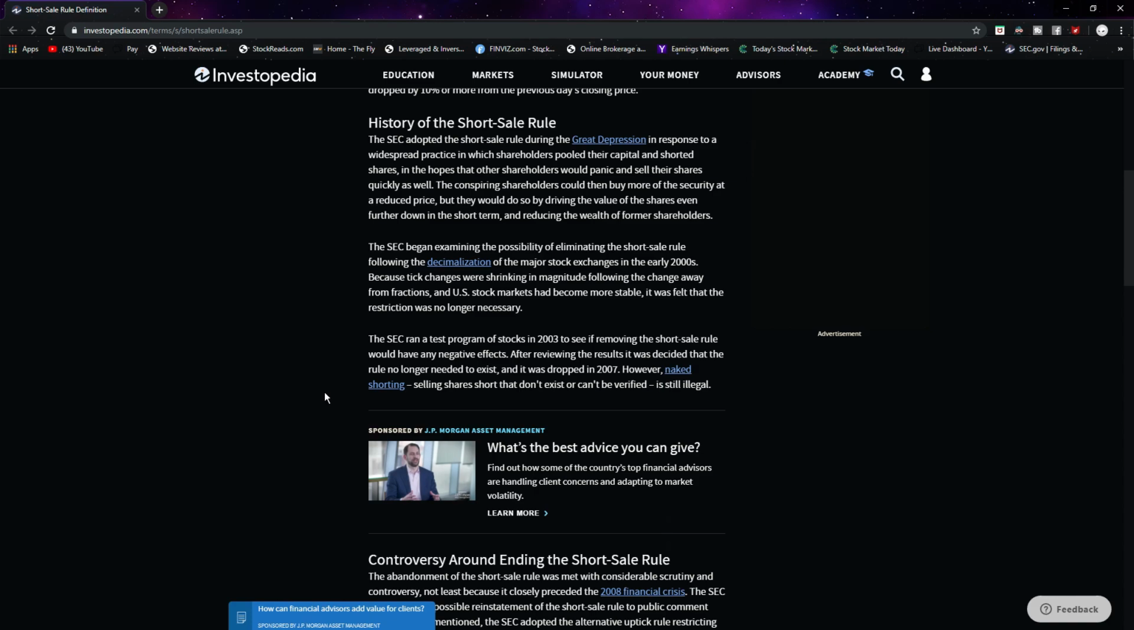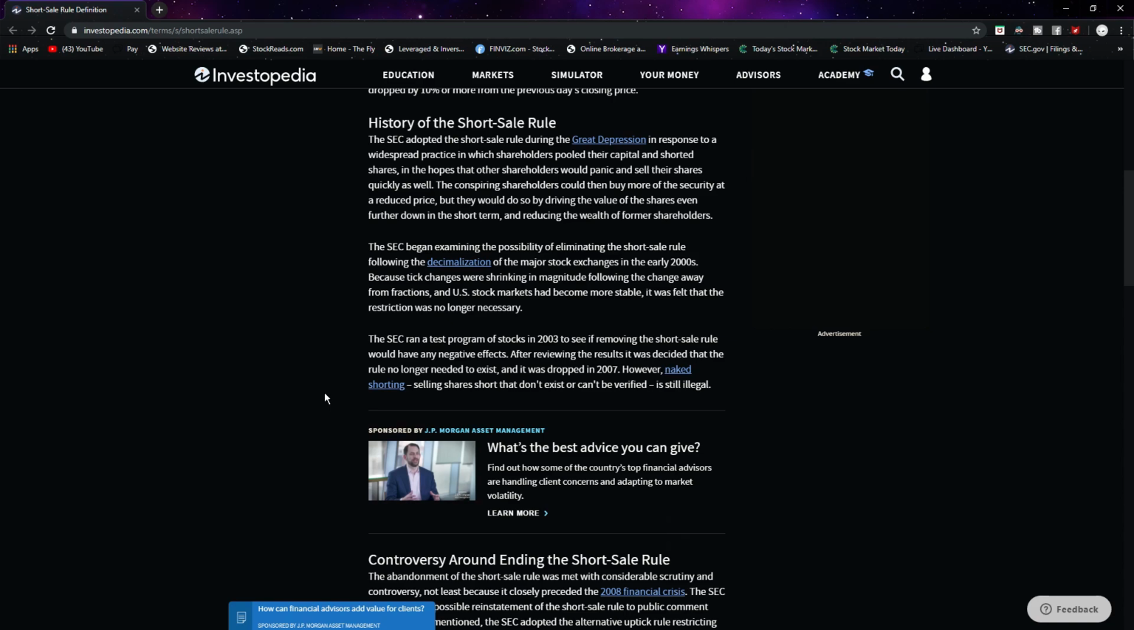The SEC began examining the possibility of eliminating the short sale rule following the decimation of the major stock exchanges in the early 2000s, because tick changes were shrinking in magnitude following the change away from fractions, and the US stock markets had become more stable. It was felt that the restriction was no longer necessary.